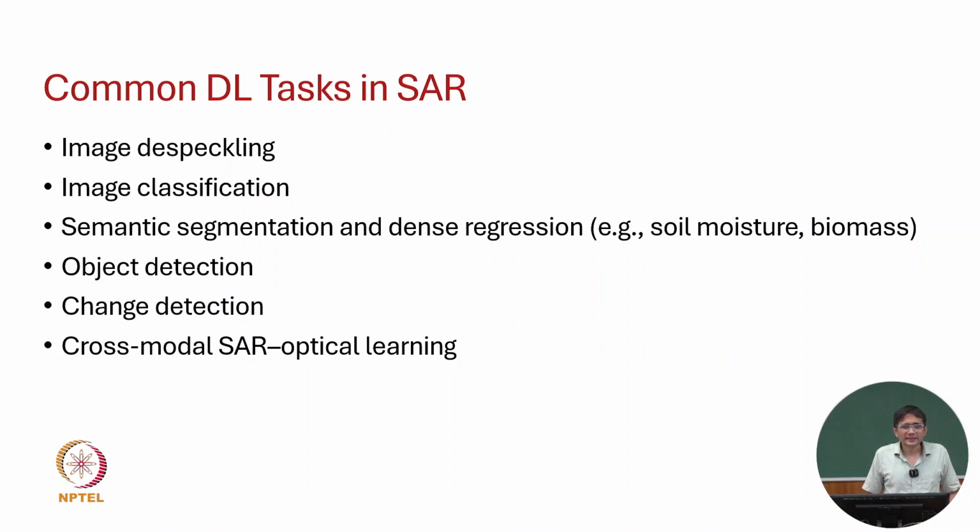Image classification, just like in the case of optical images. Semantic segmentation, as well as dense regression, like let's say you're trying to estimate biomass. Of course, this will depend on the appropriate type of input. Object detection is a very important aspect in SAR image analysis. You will see more scientific literature dedicated to SAR object detection rather than SAR semantic segmentation. These are generally written in the context of very specific target detection, like ships. This is one of the important areas.